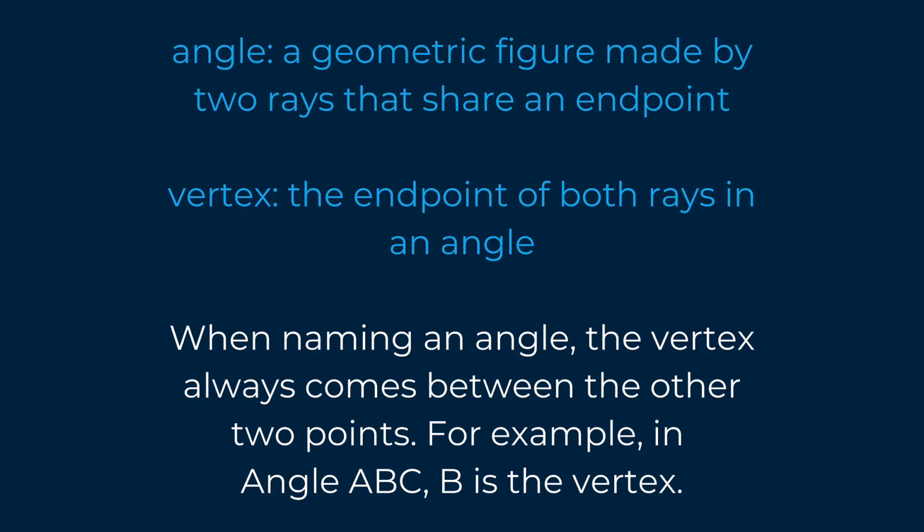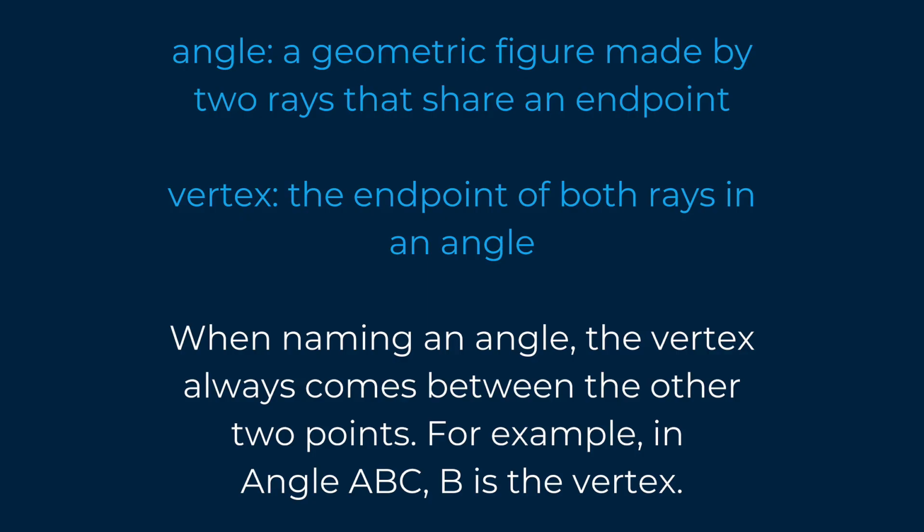What is an angle? An angle is a geometric figure made by two rays that share an endpoint. So you have two rays and they share an endpoint. For example, ray AB has endpoint A, so you could say ray AC. And so you could say ray AB and ray AC make an angle. The vertex is the endpoint of both rays in the angle. So for the angle of ray AB and ray AC, you could say the vertex is A.